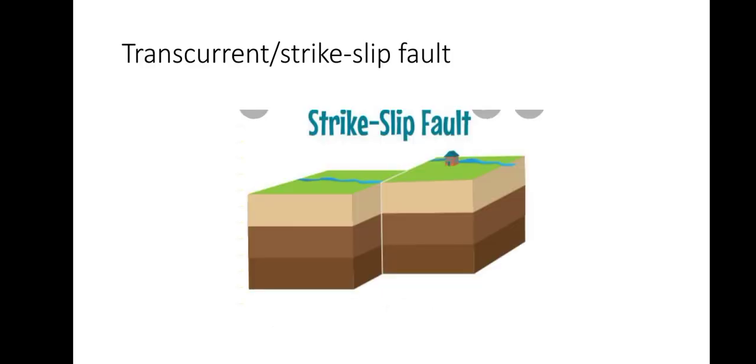So the third one is an interesting one. It's not like the normal or the reverse. This one is called the transcurrent fault. It doesn't cause the features to go down or up, it just makes them slide over each other. They move in a lateral manner, they glide over each other. That's the main concept when we talk about the transcurrent slip fault.